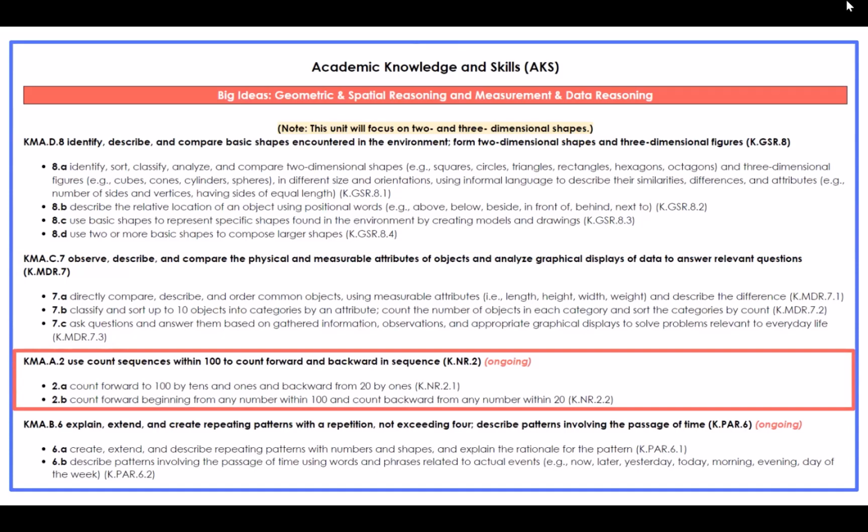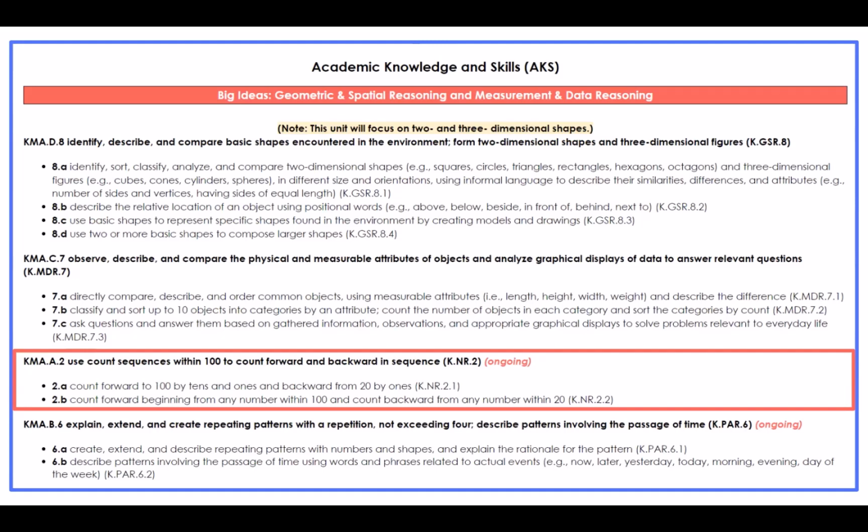AKS 2 is an ongoing AKS in which students use the count sequence to count forward and backward in sequence. IOA 2A specifically states students count forward by ones and tens to 100 and backwards from 20, while IOA 2B has students count forward to 100, beginning from any given number within 100, and count backwards from any given number within 20.